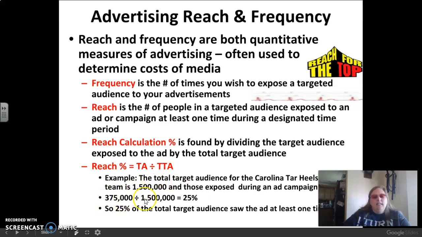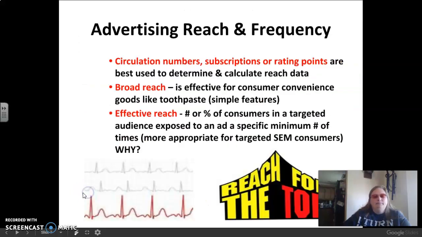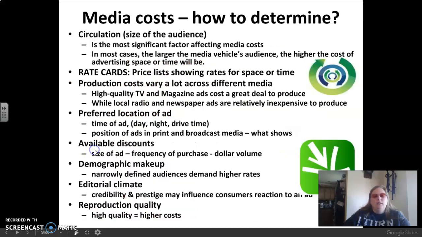And here's an example of how that math problem works. If the target audience that actually saw it was 375,000, and the total target audience was 1,500,000, you would divide that to get 25%. Make sure you understand effective reach and broad reach. Circulation, how to determine the media cost. You'll want to understand that.